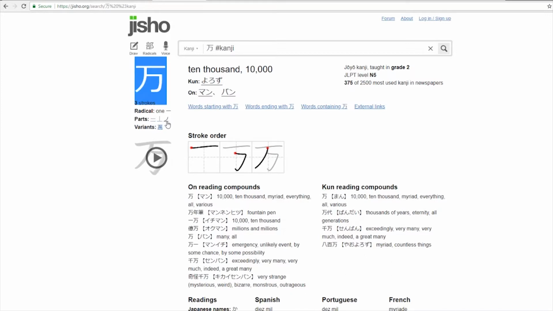10,000. This one here I don't actually have a mnemonic for. It's got a lot of components. It's got slide, horizontal bar, vertical bar. This one I just remembered. It's one of those ones that I don't really have a mnemonic for. It's going to be man, I believe, is the word for 10,000.